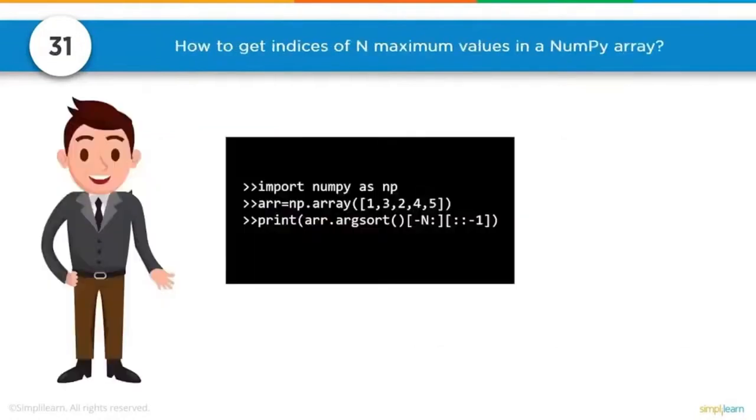Number 31. How to get indexes of n maximum values in a numpy array. Of course, the first thing to do is to import numpy as np. You don't necessarily have to use np, but that is the most standard use of numpy. We create our array equals np.array of 1, 2, 3, 4, 5. And then if we want to get the indexes of n maximum values in a numpy array, one way to do it is to take our array, sort it, then do -n colon. That means once you've sorted it, you can do -n, where n would equal the number of indices, so it's not the actual letter n, colon.